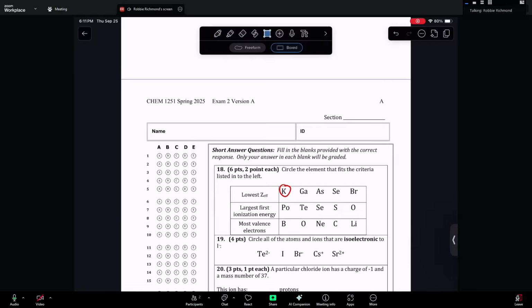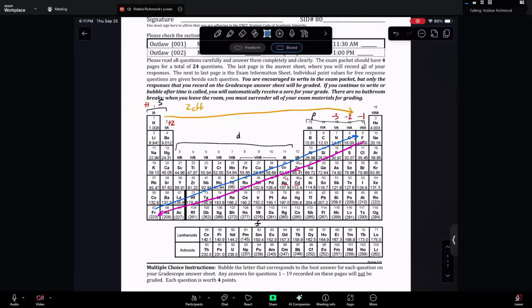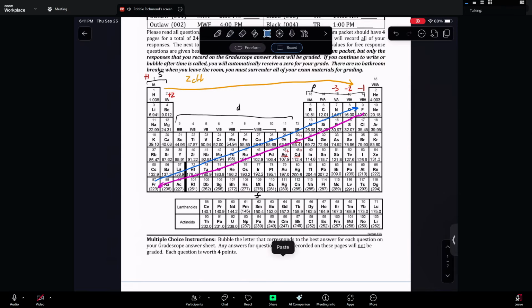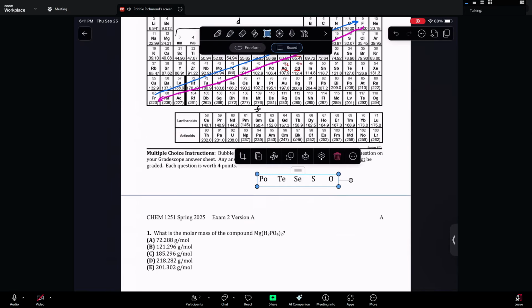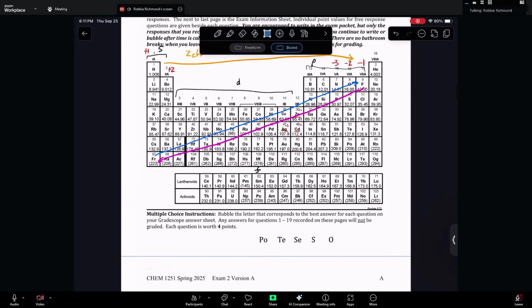I'm actually going to take a little screenshot of these guys. Let's go up here. Alrighty. So we're looking for largest first ionization energy. That is going to be our blue arrow. And you can also label it, whatever you want to write on your exam. But our ionization energy trend is going to be our blue. I see oxygen. That is the closest to the tip of the arrow. That's going to be our answer.